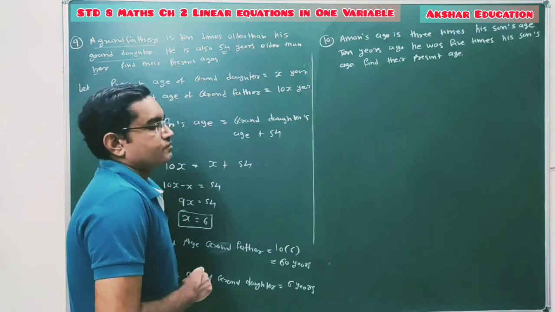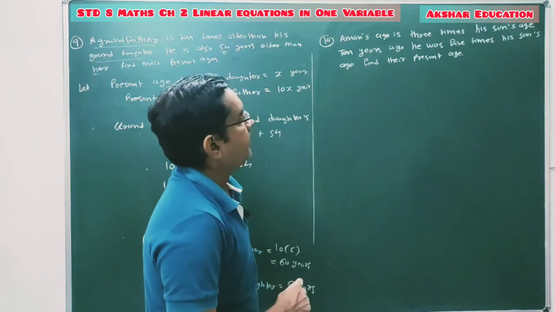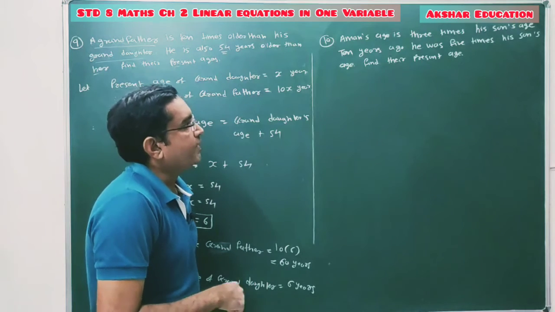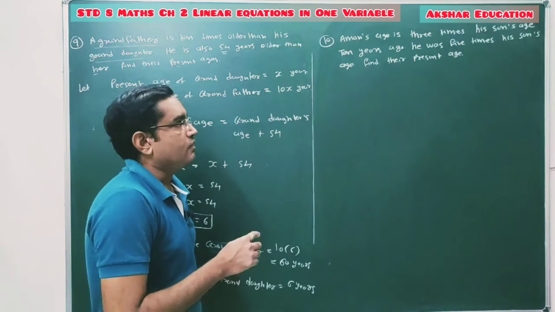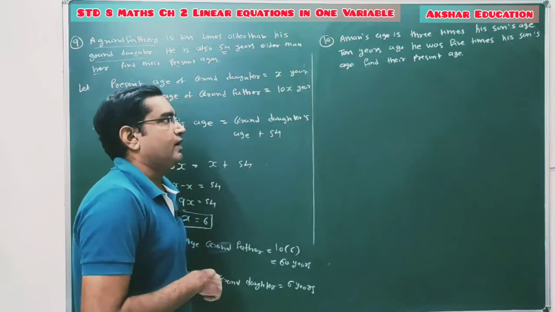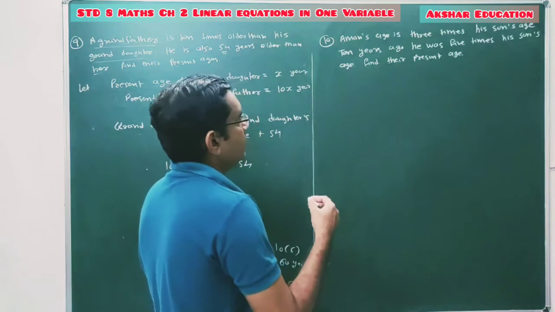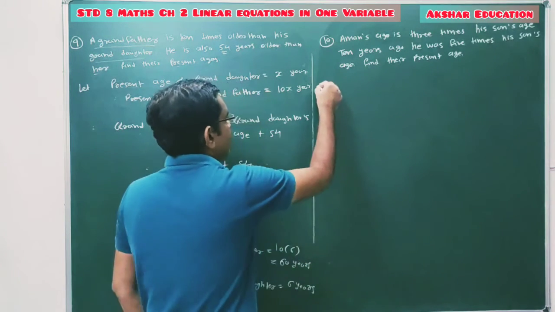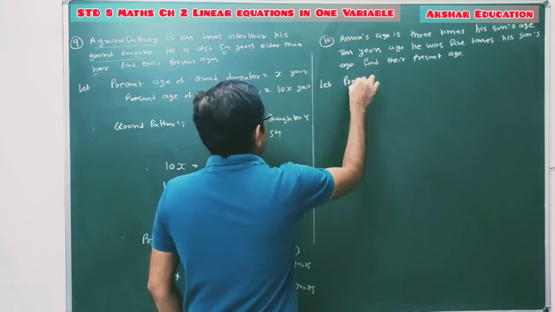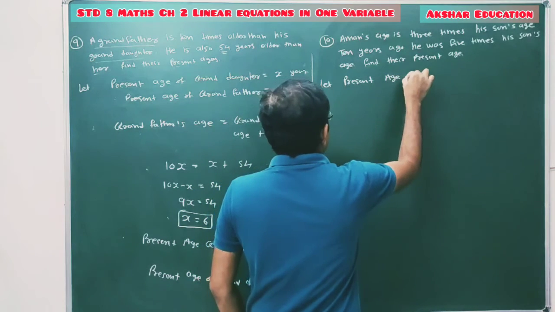Read the question. Aman's age is 3 times his son's age. 10 years ago, 10 साल पुरानी बात, he was 5 times his son's age. Find their present ages. You have to find the present ages of two persons, Aman and his son. So let us assume that, let present age of Aman.